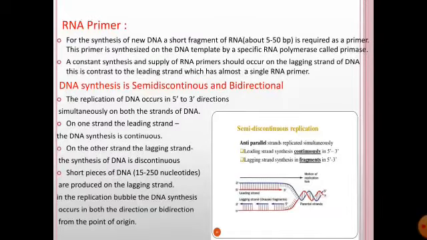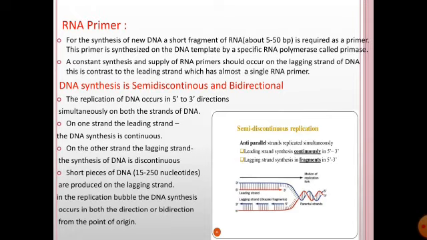For the synthesis of a new DNA strand, a short fragment of RNA is required as a primer. Primer means an existing stretch of about 5 to 15 base pairs. These bind to the DNA template strand. Both are complementary to each other, and they supply the primers continuously on the lagging strand of the DNA. But in contrast to the leading strand, almost a single RNA primer is necessary.